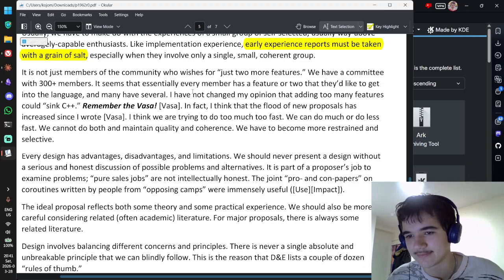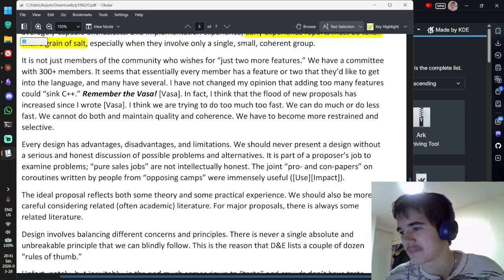Remember the Vasa. What? In fact, what is this? I think that the flood of new proposals has increased since I wrote Vasa. I think we are trying to do too much too fast. We can do much or do less fast. We cannot do both and maintain quality and coherence. We have to become more restrained and selective.